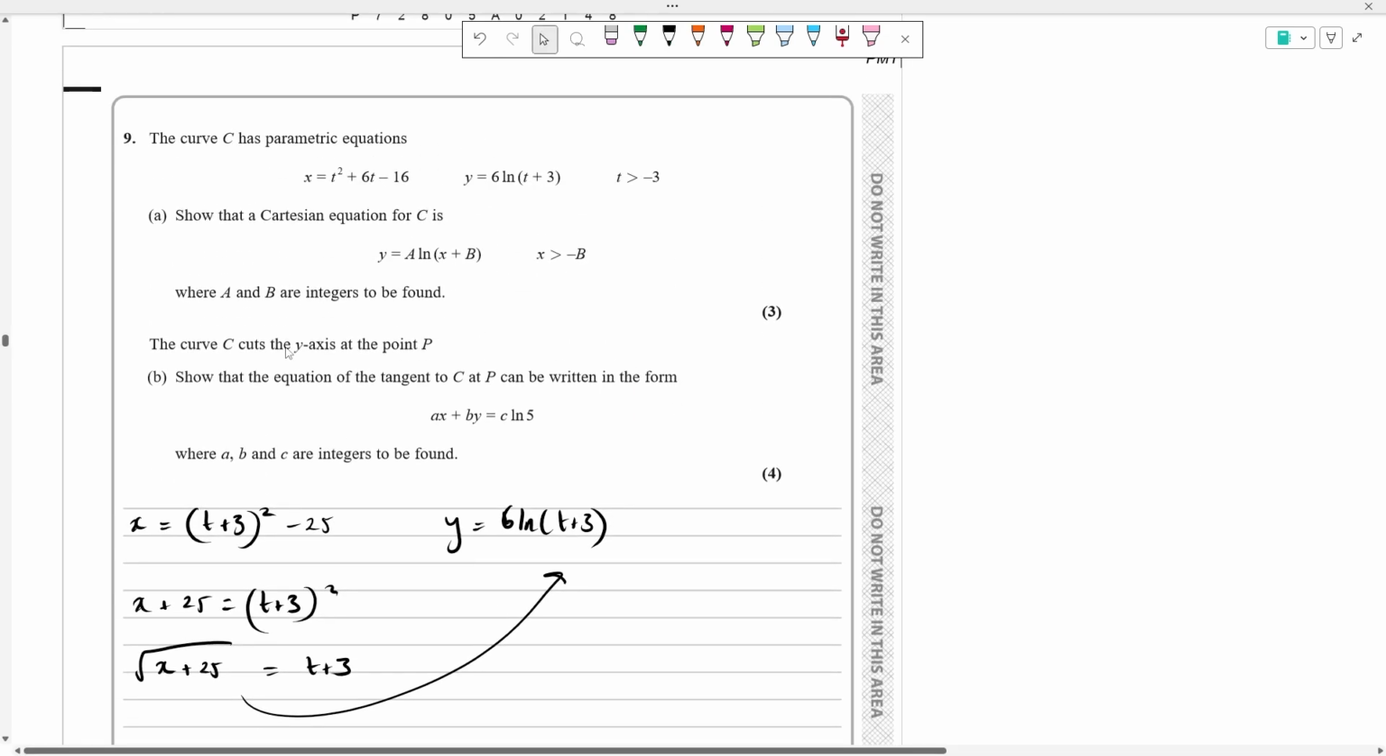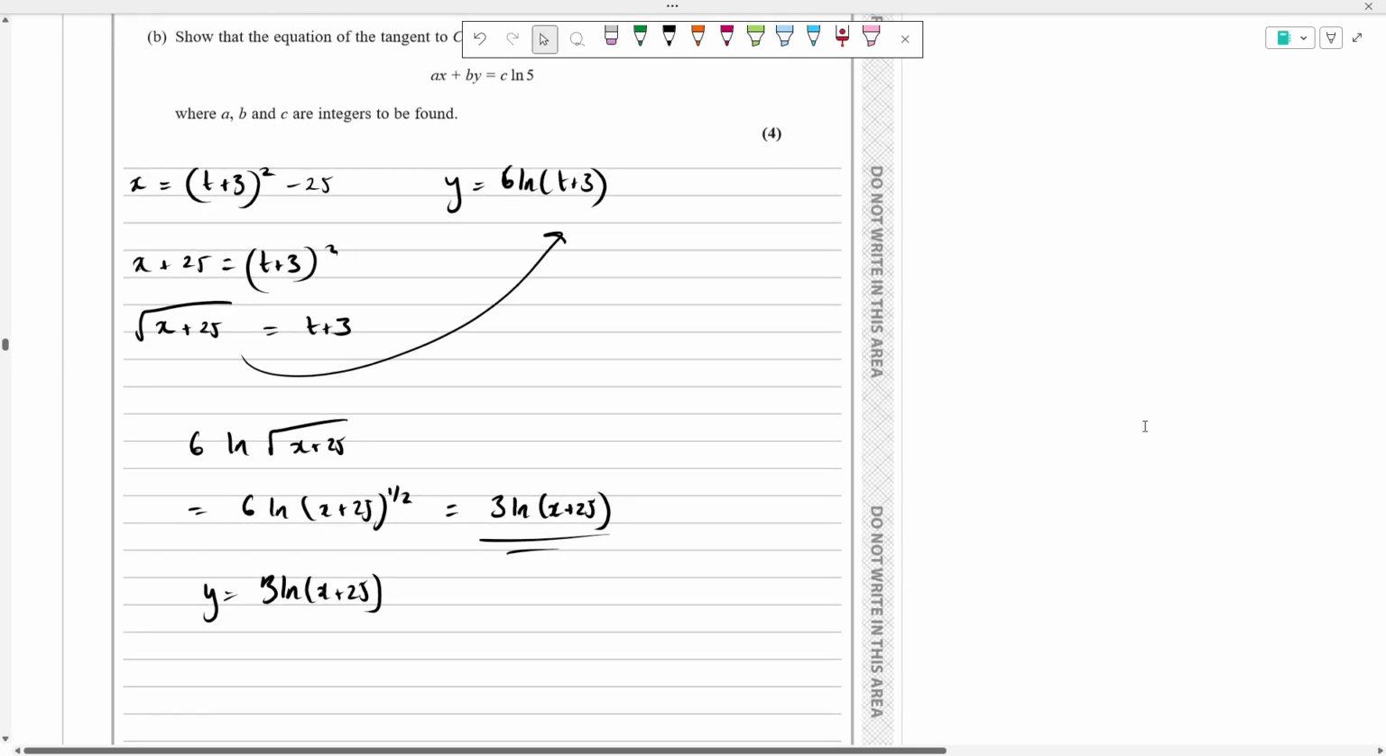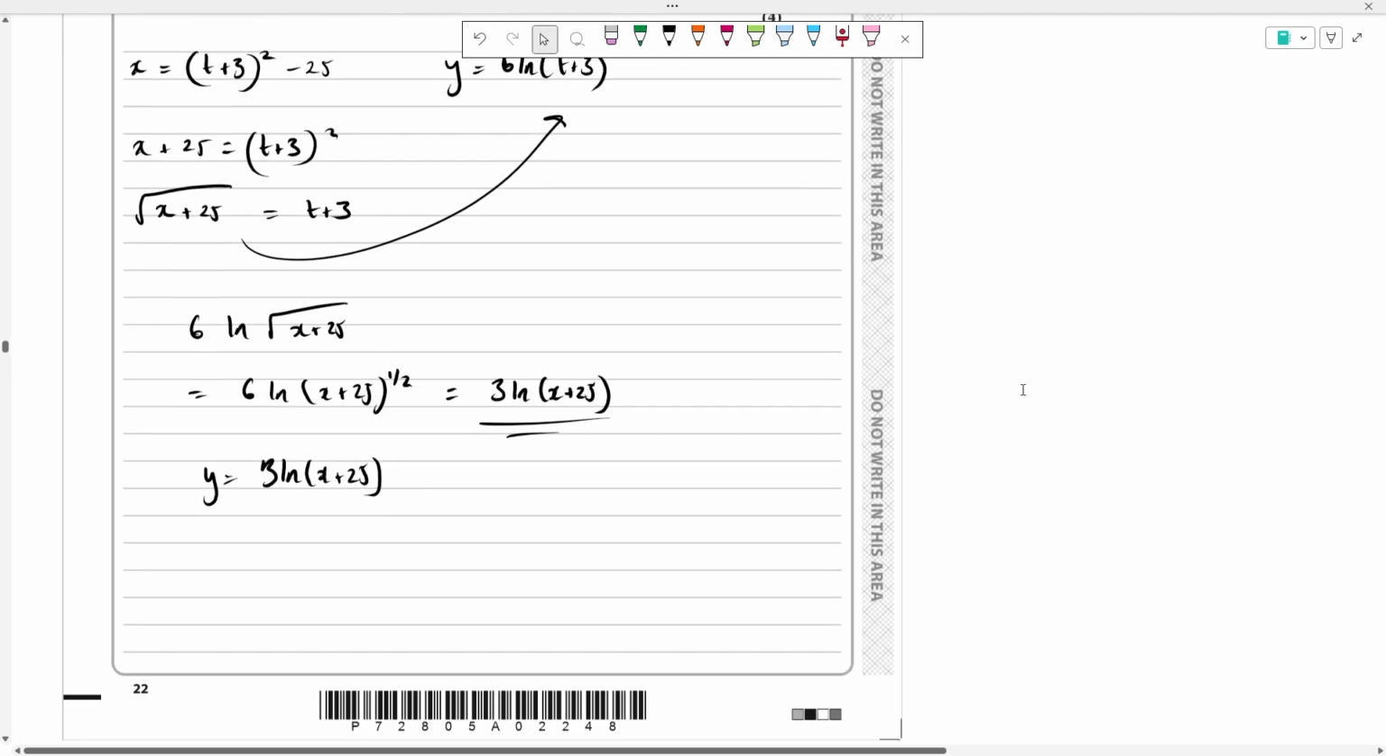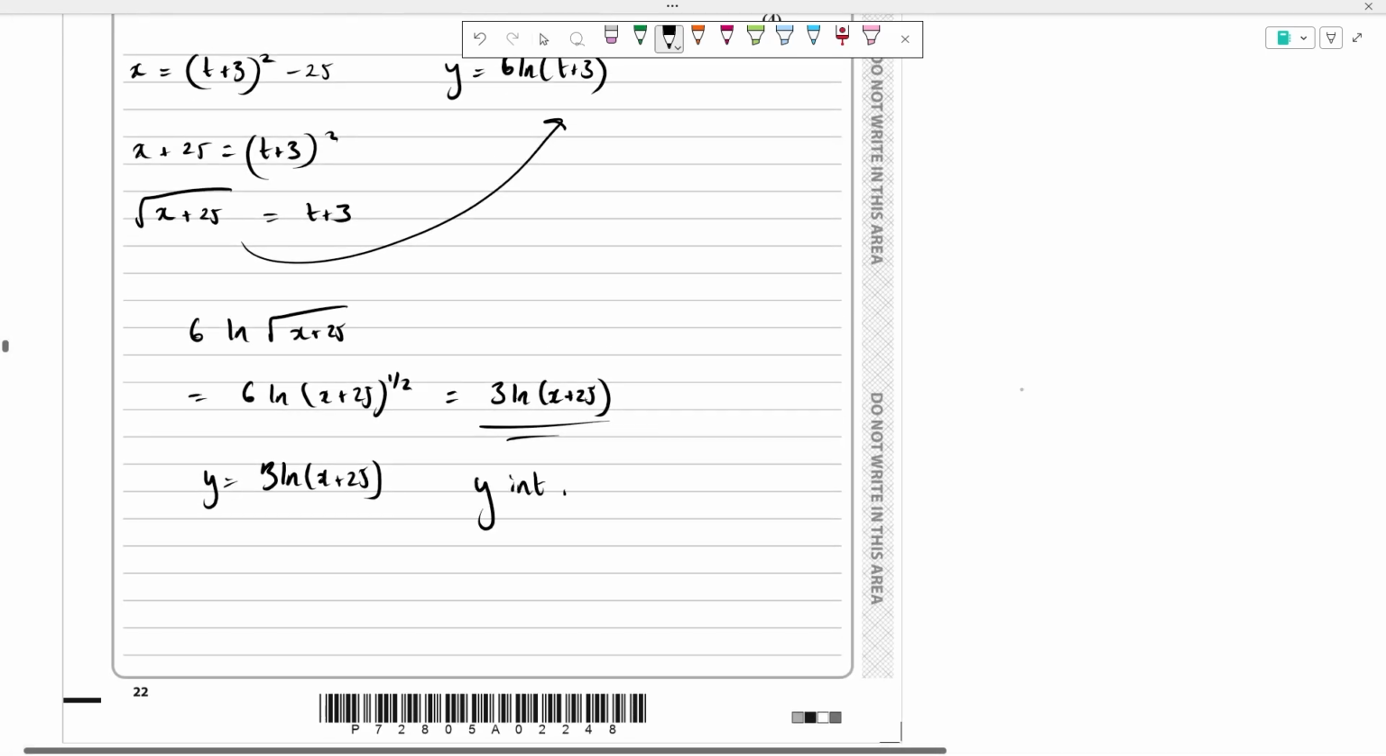Part B, the curve C cuts the y-axis at point P. Show that the equation of the tangent to C at P can be written in the form. So P, where is P? It cuts the y-axis at P, so essentially the y-intercept. In this case, that will be when your x is equal to 0. So when x is equal to 0, that's just y is equal to 3 ln of 25. Okay, that's our y-intercept.